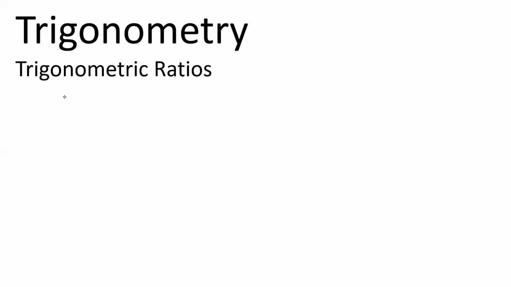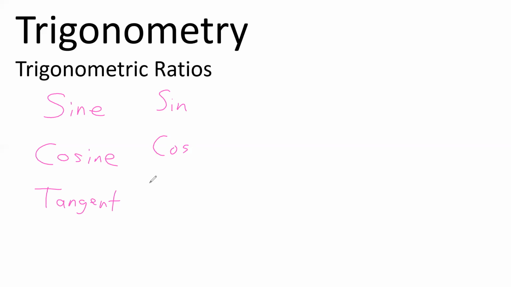So I'm going to spell them out first. So we have sine, we have cosine, and we have tangent. Now, they do also have their own abbreviations, and you've probably seen the abbreviations on your calculator before. Sine is abbreviated S-I-N. Cosine gets abbreviated COS, and tangent gets abbreviated TAN. Again, you're still saying the same thing all the time. It's sine, cosine, and tangent.